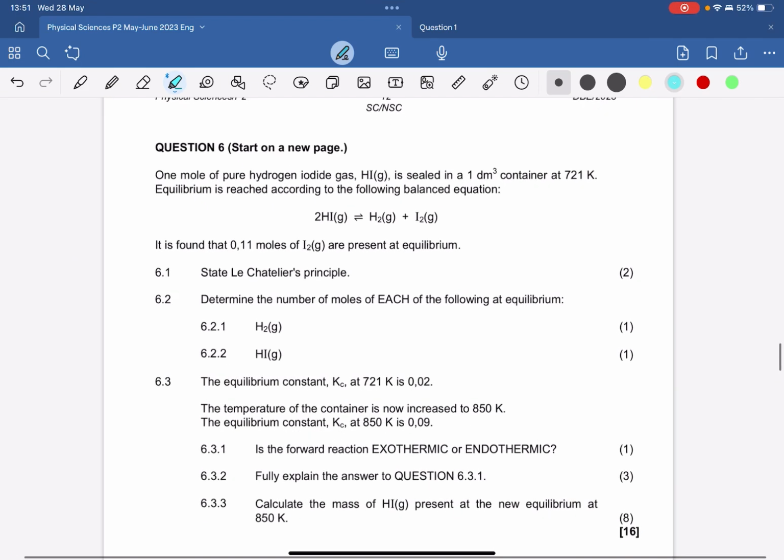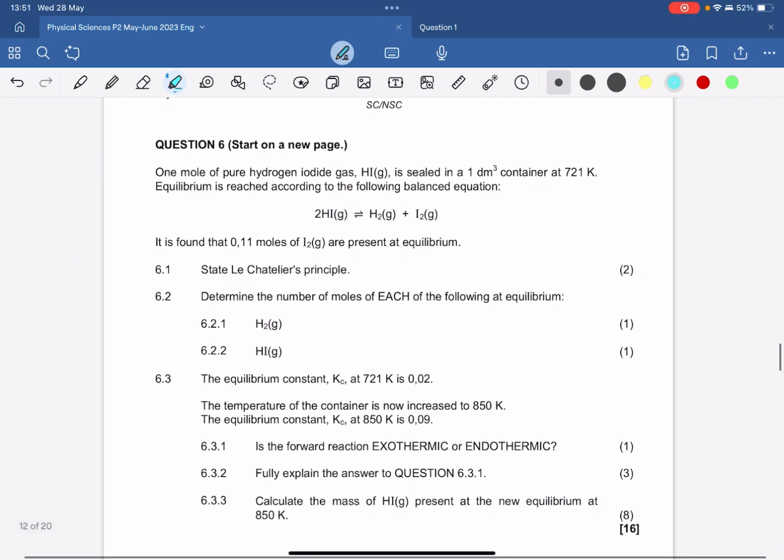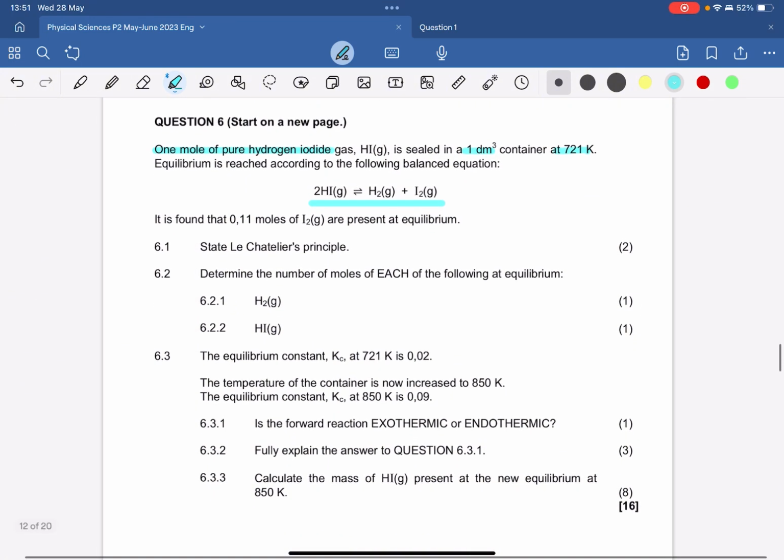Let's have a read of what it says. Question 6 says you've got 1 mole of pure hydrogen iodide gas, and we know that it is sealed in a 1 decimeter cubed container at 721 Kelvin. We're told that equilibrium is reached according to the following balanced equation. We can see the equation right over there. 2 moles of hydrogen iodide decompose into hydrogen gas and iodine gas. Then we're told that it is found that 0.11 moles of iodine gas are present at equilibrium.